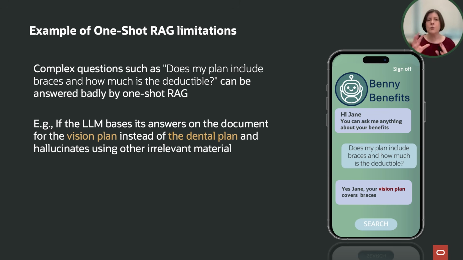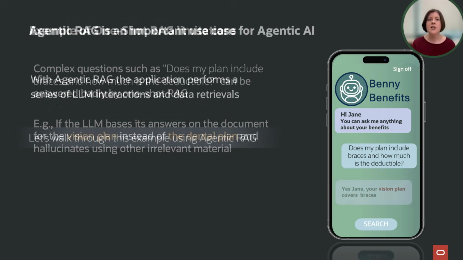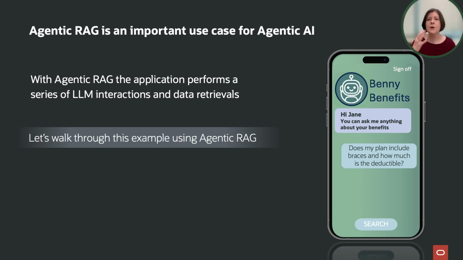If we were to do this with one-shot RAG, it's possible that we could overwhelm the LLM with too many details about all the different benefit plans that our organization offers, and it could answer the question incorrectly. In this example, telling Jane that her vision plan covers braces when, of course, we know that's not the case.